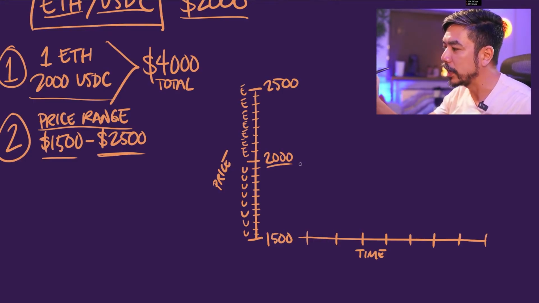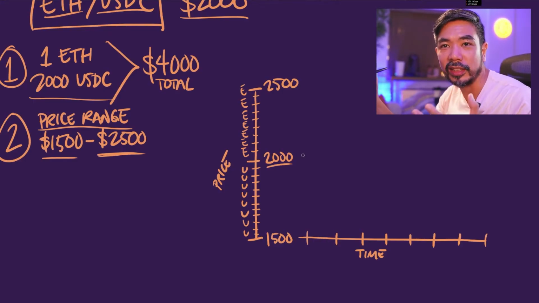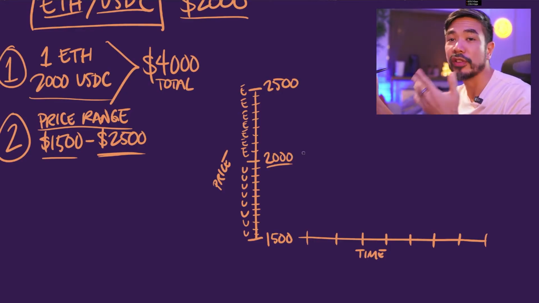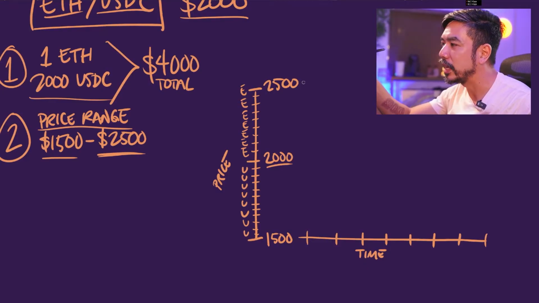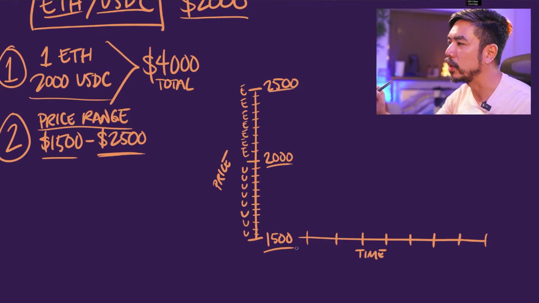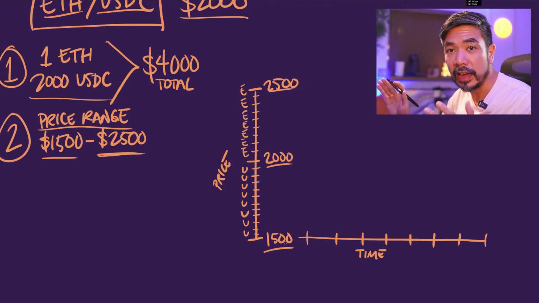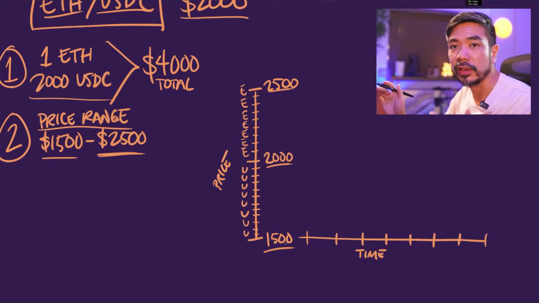Of course, the price of Ethereum will not just stay at $2,000. It will move every minute. But what we care about really is, is it moving outside of 2,500 and 1,500? Hopefully not, right? And hopefully it won't do that for the next several days.